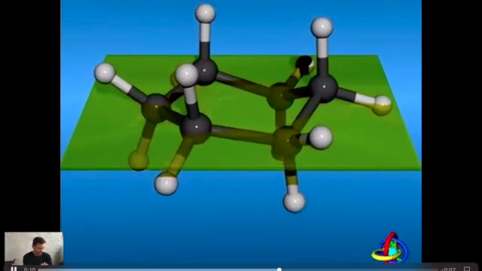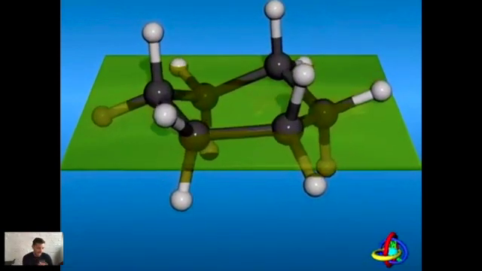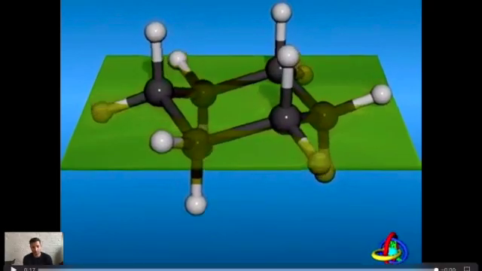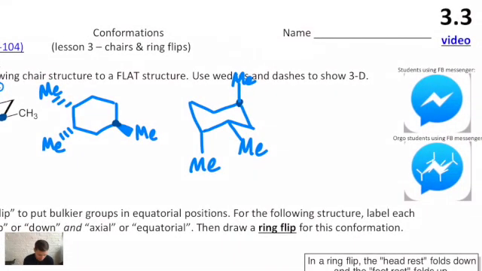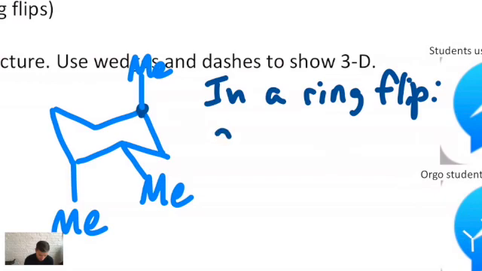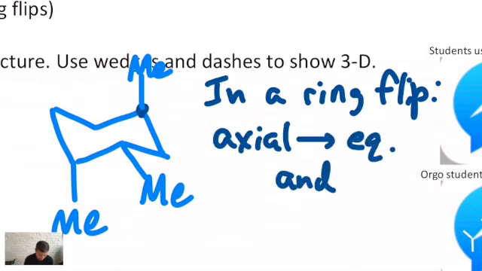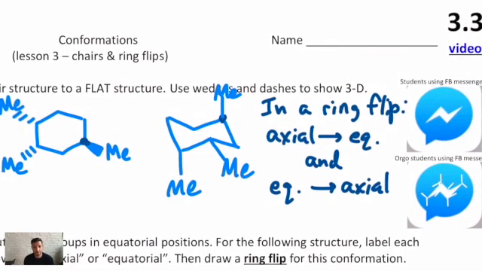Let's let this ring flip back to the original one. If you're following the same hydrogen, it was up and axial, and then it goes back to up and equatorial. And these are interconverting back and forth. That's what a ring flip is called. So let me make a note of that right now since we just saw it. In a ring flip, axial becomes equatorial, and equatorial becomes axial. That's key. And both chairs are possible.